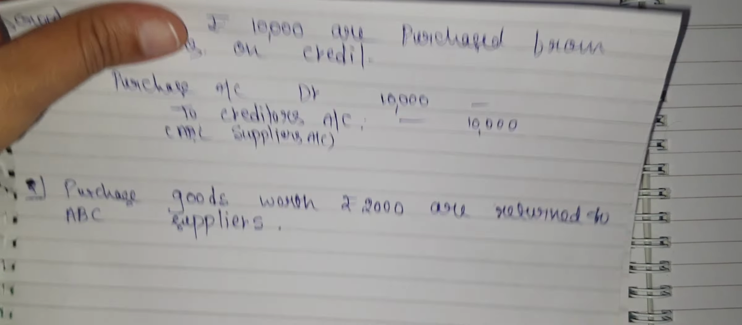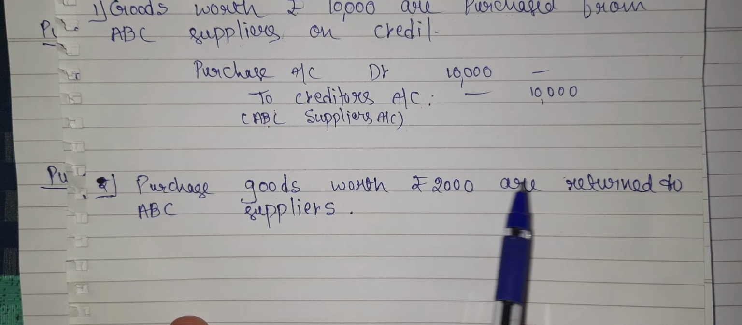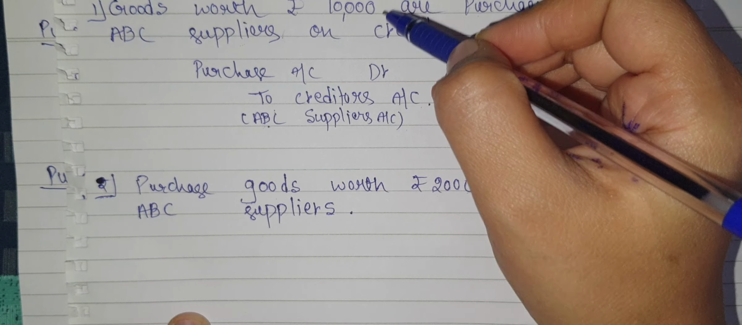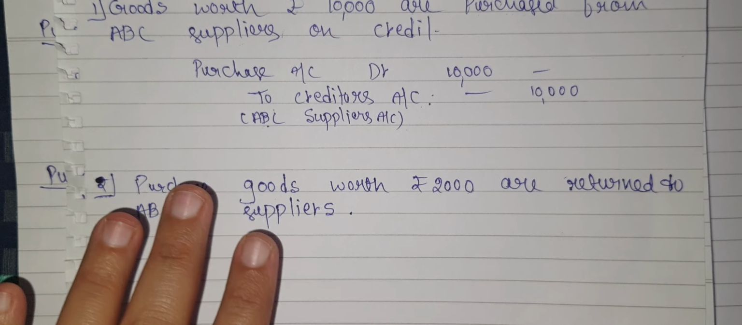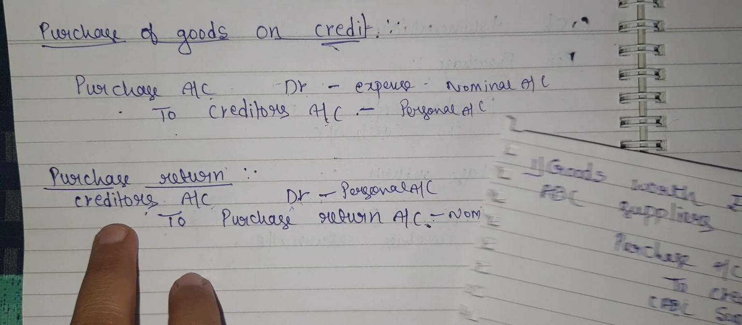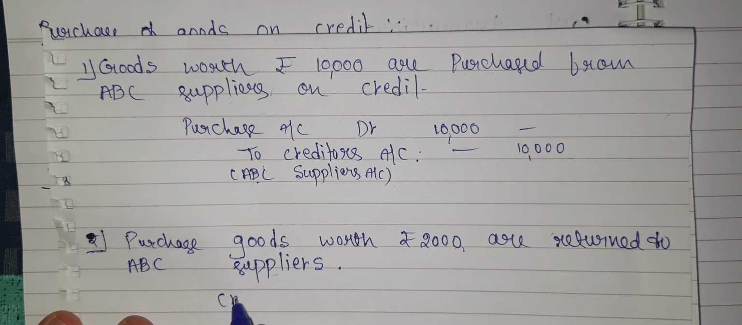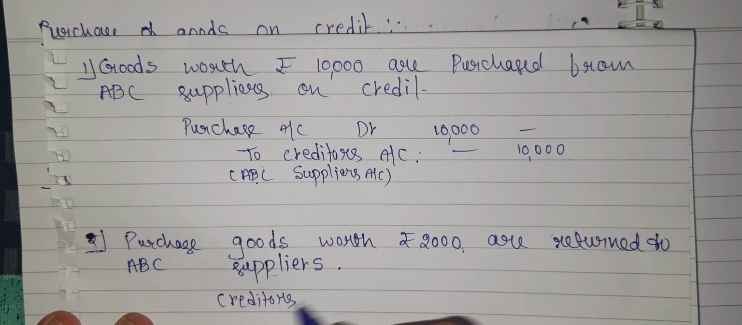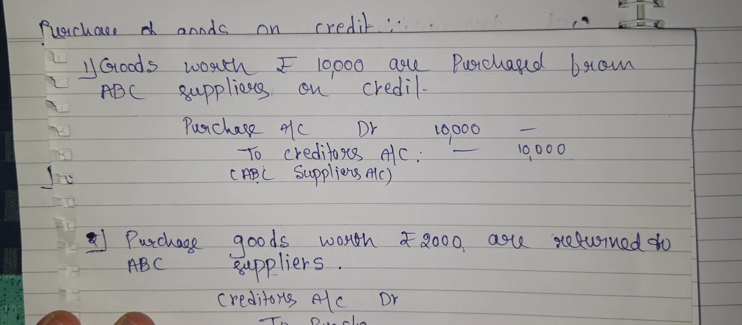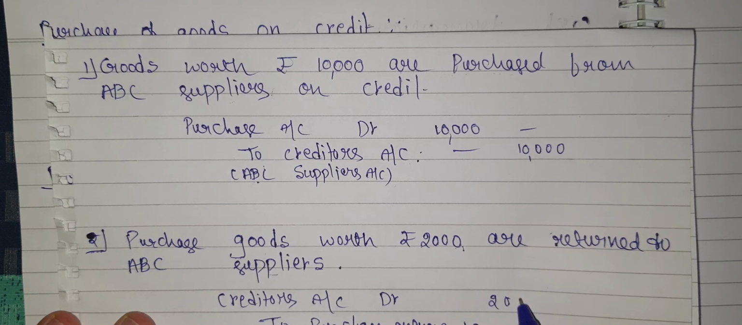Now we will see the journal entry for purchase returns. Here, purchased goods worth rupees 2,000 are returned to ABC suppliers. They purchased the goods for rupees 10,000, and in the next transaction they have returned goods worth rupees 2,000 to ABC suppliers. The entry is creditor's account debtor to purchase return account. That is rupees 2,000.